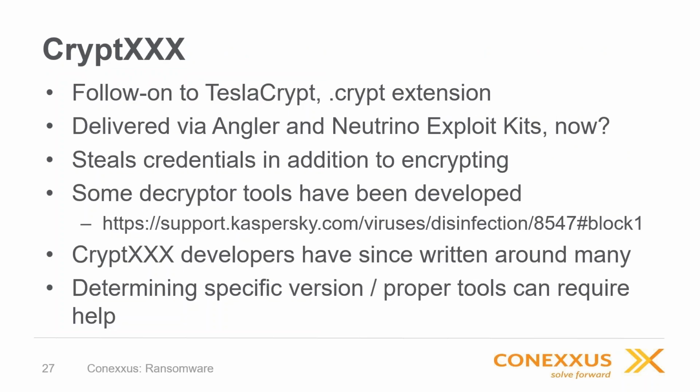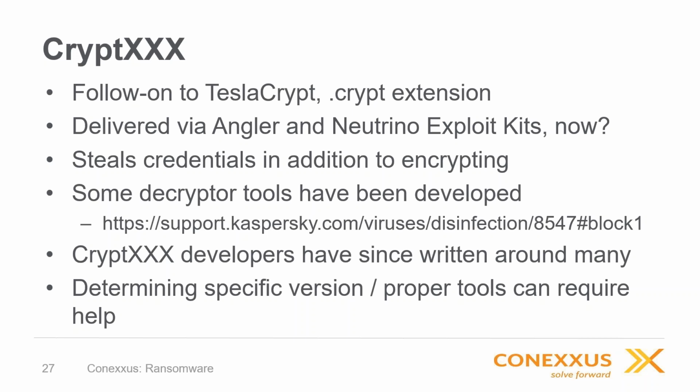The next is Cryptex. Cryptex is a whole family really of ransomwares. It's one of the most successful ransomwares there were in 2015, but it's still available. It came from an earlier family called TeslaCrypt, and it does still use the .crypt extension like TeslaCrypt did. It's from the same developers.